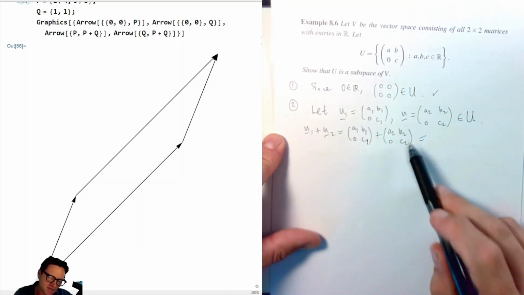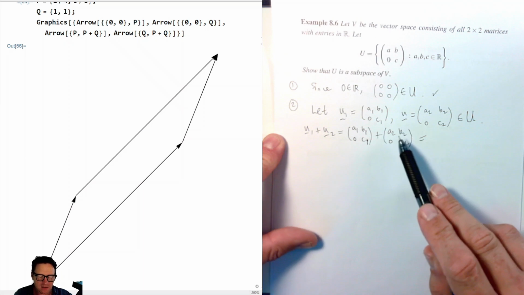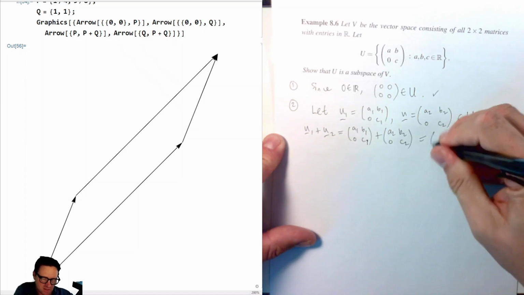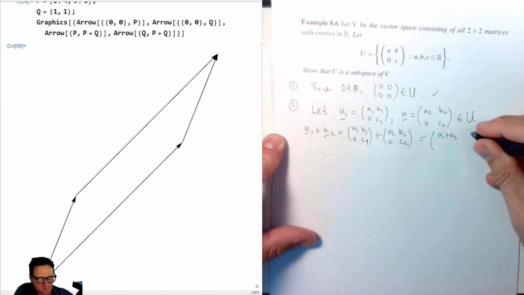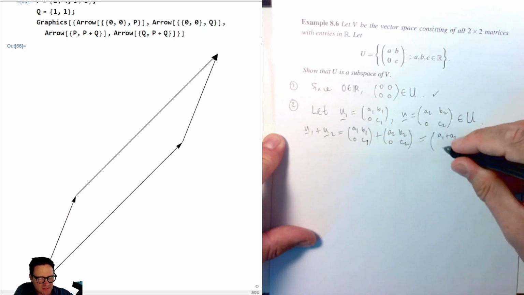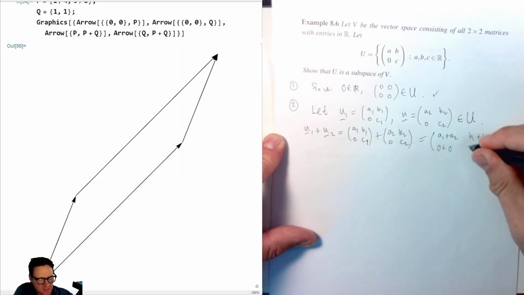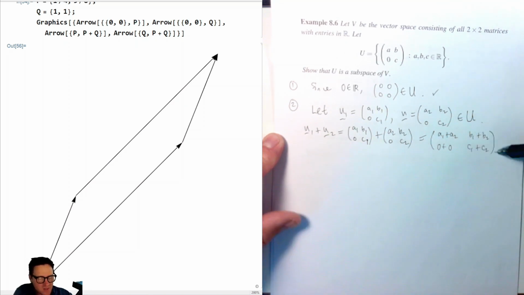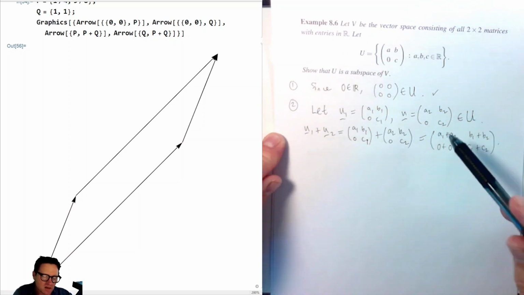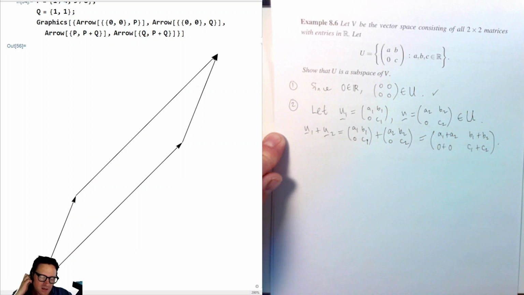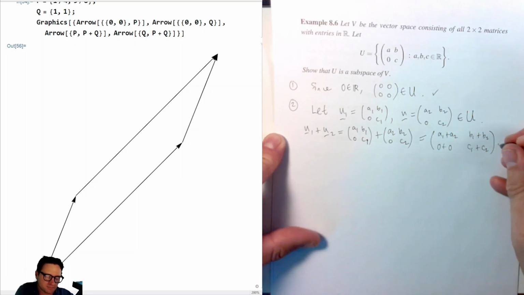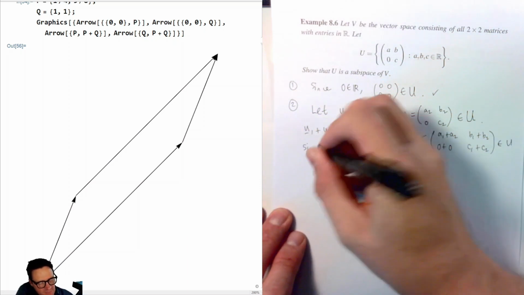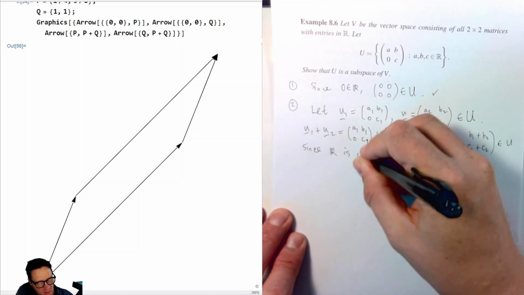Now, matrix addition says that we add the entries in the same position. So in other words, A1 plus A2, B1 plus B2, 0 plus 0, C1 plus C2. Now 0 plus 0 is 0, so this is of that form because the real numbers are closed under addition. So this is an element of U since R is closed under addition.